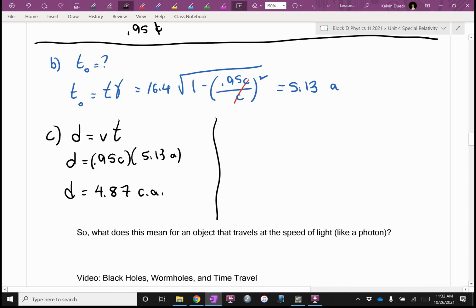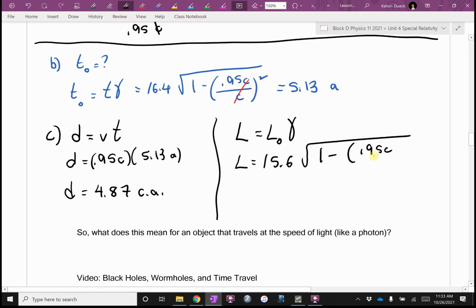There's another way I could have done this. I could have used my length contraction equation. Write that down. We're going to find the relativistic length that the spaceship discovers. What was L0? That was the original length at rest. What was the original length that Earth measured to this star when the Earth was at rest? Times the square root of 1 minus 0.95c over c. Don't forget the squared.